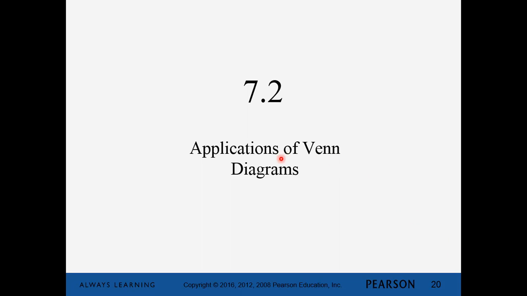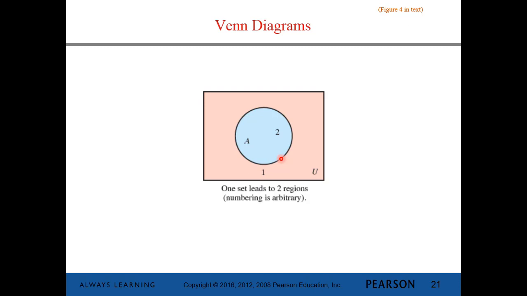Okay, welcome back. Today we're going to start talking about applications of Venn diagrams, section 2 of chapter 7. Now, again, this is a Venn diagram, and we're looking at the relationship between two sets. Notice that if we have one set, then we have two regions to consider: things inside the circle and things outside the circle.